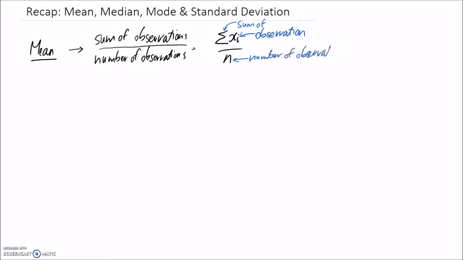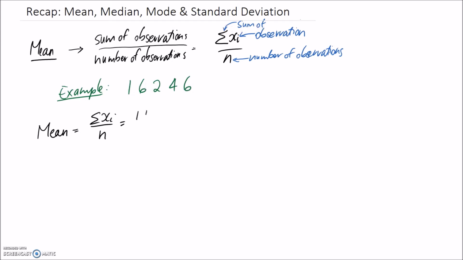So let's do a quick example of this. So let's pretend that the data that we have been given and we need to calculate the mean of is 1, 6, 2, 4, 6. Okay, and we want to calculate the mean. So applying our equation, either version will work, the one in words or the one in symbols. I'll go with the symbolic one. So on the top line, we're summing together all the observations. So we need to add all these numbers together.